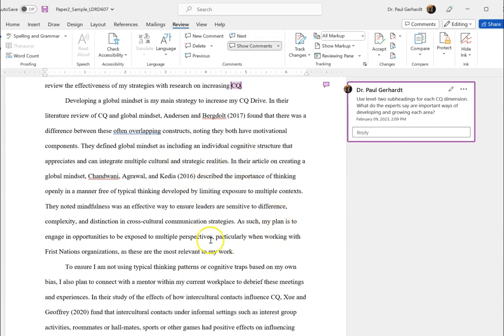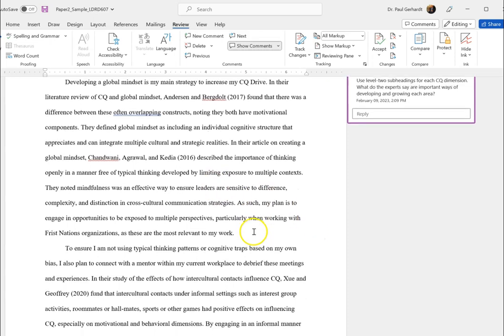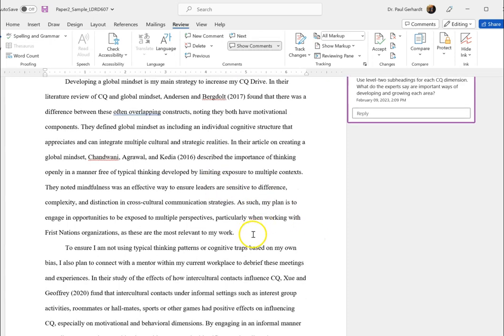Why is this important? What's this about? And what can you do to have meaningful professional and personal development that will help you grow and maintain each of these dimensions of CQ, and why is it an ongoing thing? If you don't use it, you lose it.